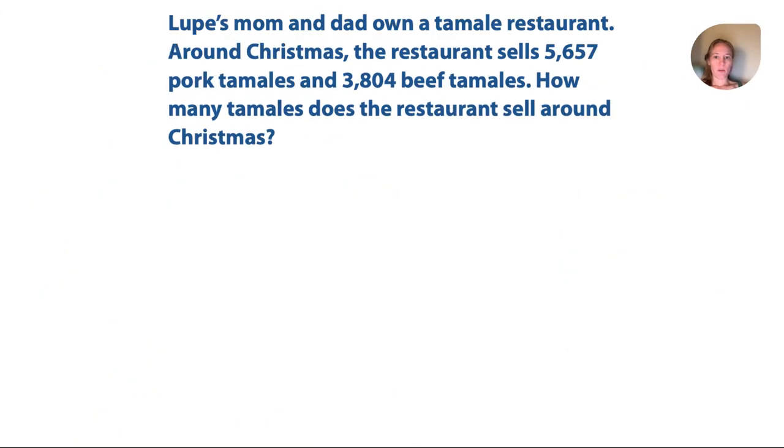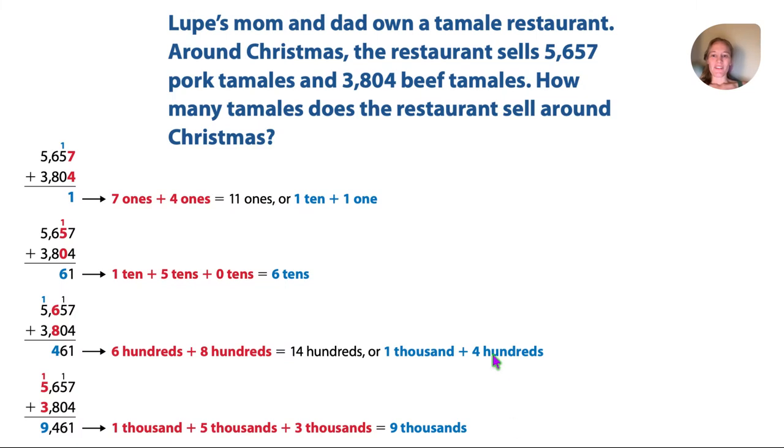All right, in the final example problem, Lupe's mom and dad own a tamale restaurant. Around Christmas, the restaurant sells 5,657 pork tamales and 3,804 beef tamales. How many tamales does the restaurant sell around Christmas? So this one was the partial sums that I talked about at the beginning. This is really just showing the value of each number again. So 7 and 4 ones makes 11, which is 10 and 1. The tens place, you have the regrouped 1 because you can't have 11 ones in the ones place. So you have that 10 plus the 5 tens and 0, which makes 6.